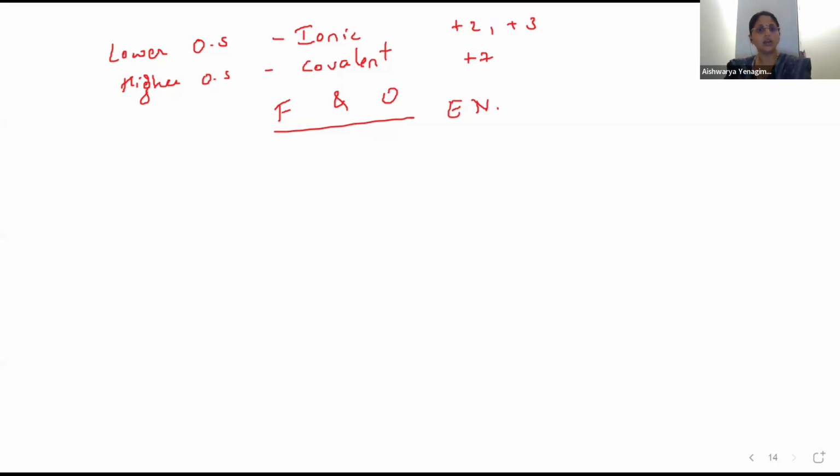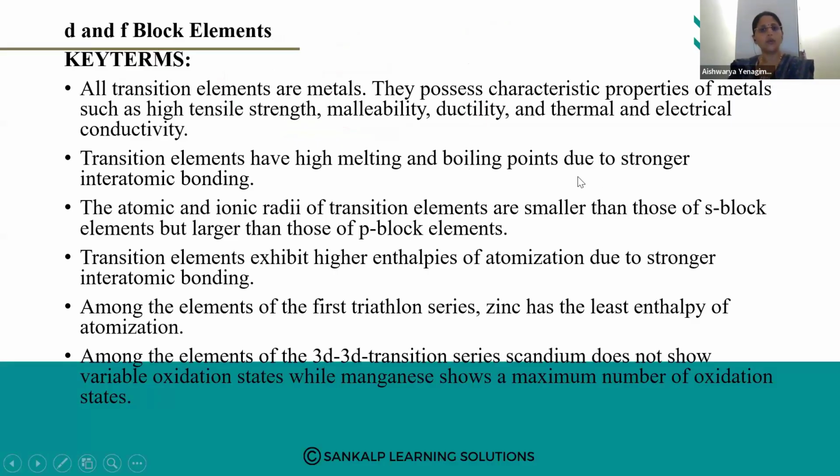Transition elements have high melting and boiling points due to strong interatomic bonding. We have discussed that the atomic and ionic radii of transition elements are smaller than those of s block, but larger than p block. Even within transition elements there is variation. Up to the middle of the series it goes on decreasing, it remains constant, and at the end it goes on increasing.